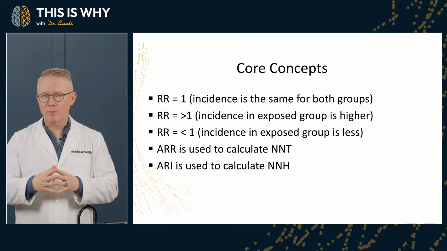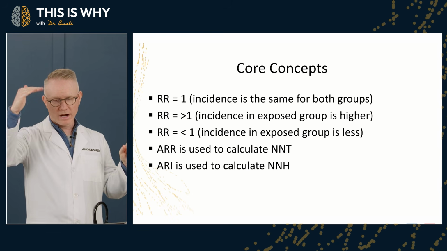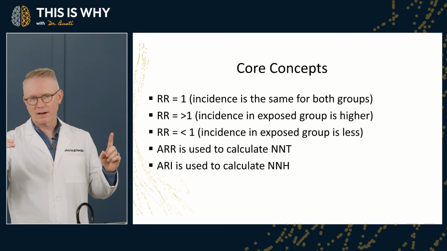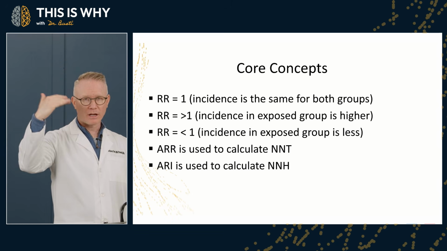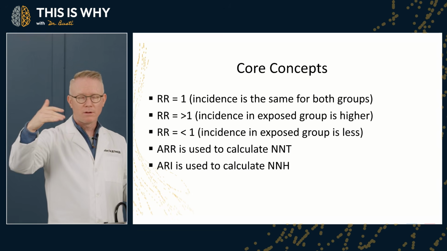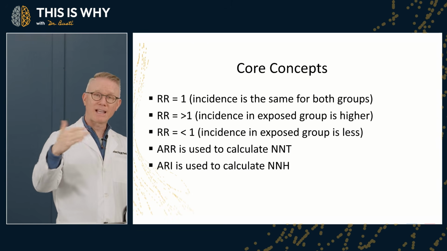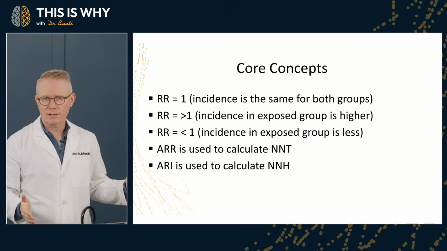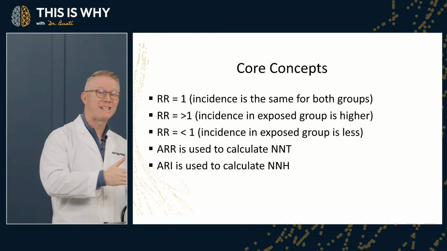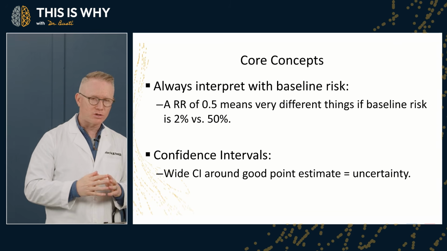All right, wrapping this up, core concepts. Relative risk of 1, right? Incidence is the same. Numerator and denominator are the same. Greater than 1, the numerator is larger than the denominator mathematically, so there's an increased exposure that causes a greater incidence of the outcome. That may be good or bad. Relative risk less than 1, right? The exposure group has less of whatever the endpoint is. Absolute risk reduction is used in the number needed to treat. Absolute risk increase is used to calculate the number needed to harm.